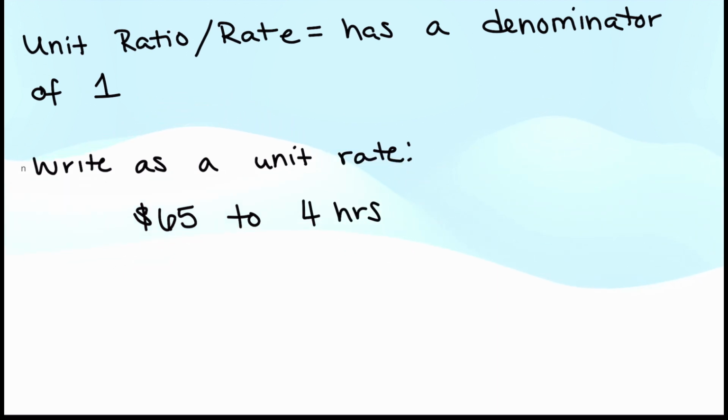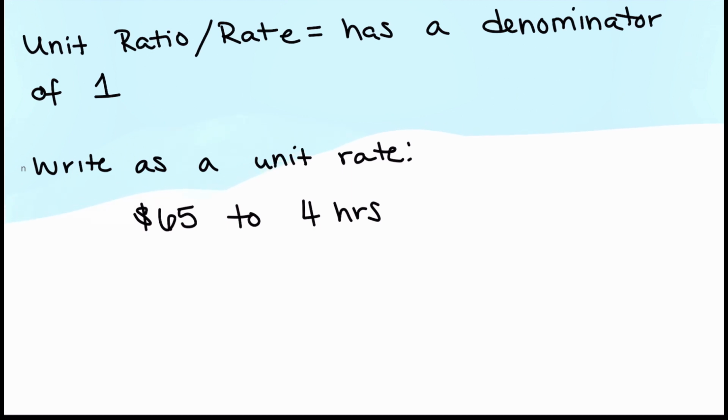So technically this would be a rate, which is a special type of ratio. When we're dealing with rates, we frequently write them as what's called unit rates. And that word unit means we want to rewrite the rate so it has a denominator of 1. And so let me do an example just to explain what I mean by this.